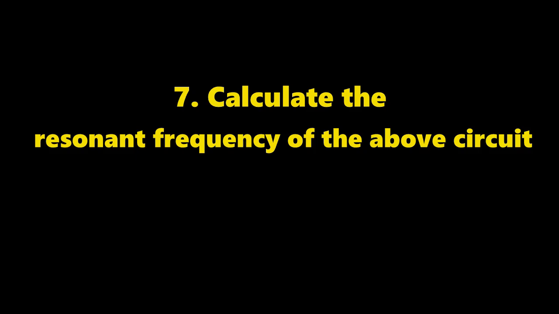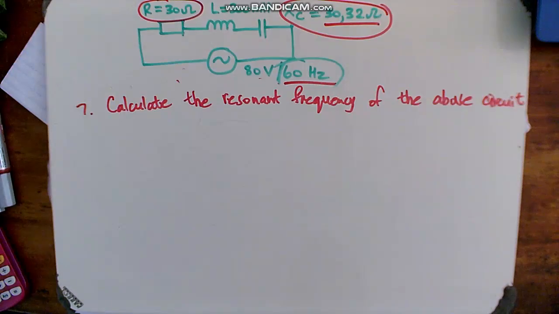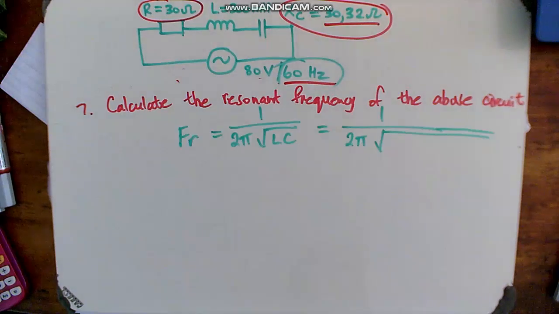Now the next question says, question 7, calculate the resonant frequency of the above circuit. So we have to use the formula FR, which means resonant frequency, is equal to 1 over 2 pi square root LC. Notice that in the denominator, all that is being multiplied by each other. Then we're going to substitute into the formula our values of L, which is 300 times 10 to the minus 3, and also our C value, which we calculated above, being 87.49 times 10 to the minus 6.